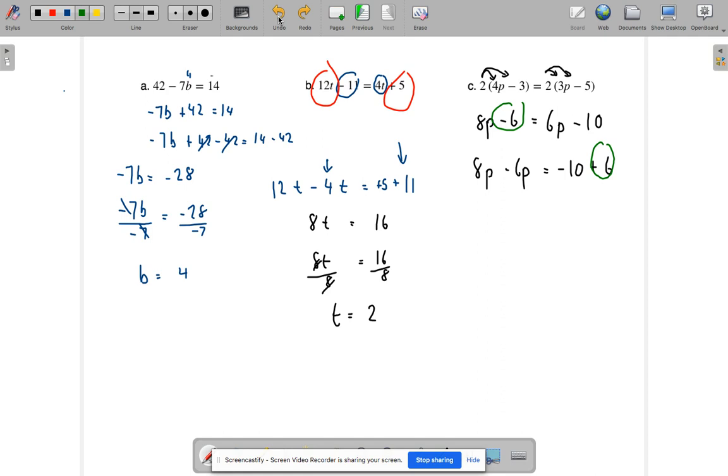Okay, get rid of all that. Right, so 8p minus 6p is 2p. Go back to the black pen. And negative 10 plus 6 is negative 4. Now I divide both sides by 2 to get p by itself. P equals negative 2. Negative 4 divided by 2 is negative 2.